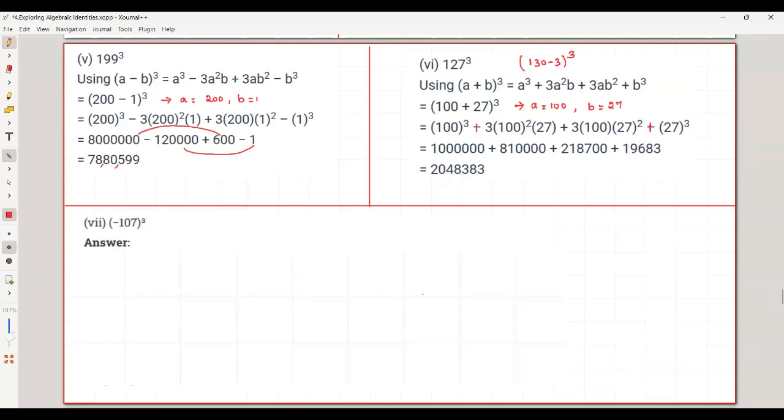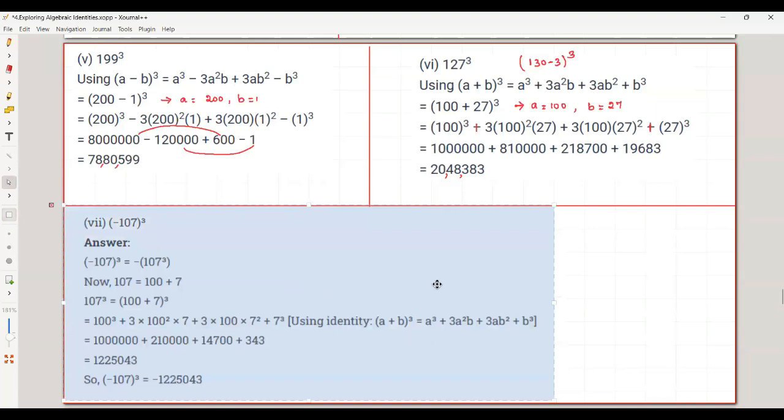So finally, we are getting 1000 lakhs, 20 lakhs, 48,383 is the final answer. Okay, minus 107 the whole cube. So I'm just taking the minus outside. So it will become 107 the whole cube.